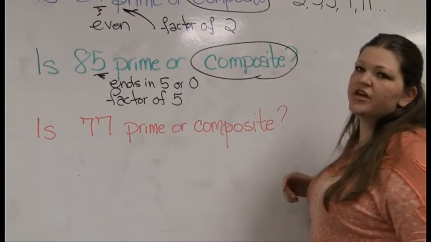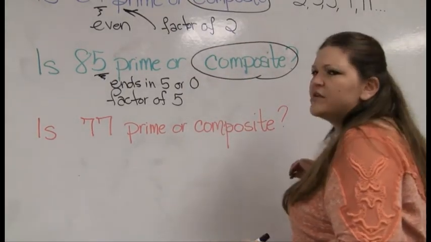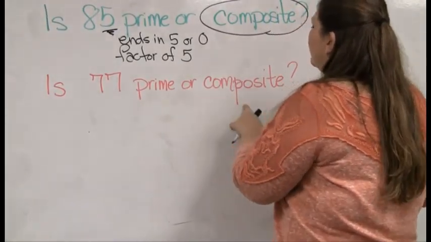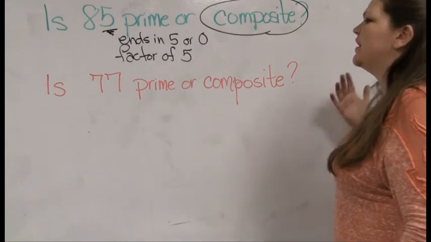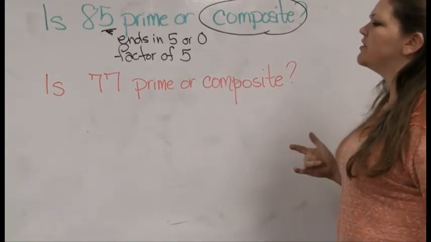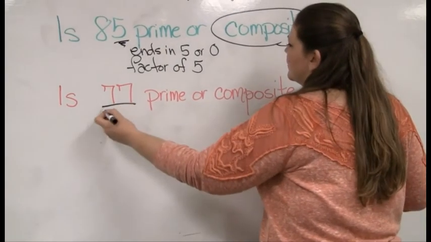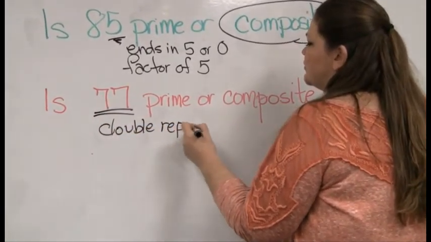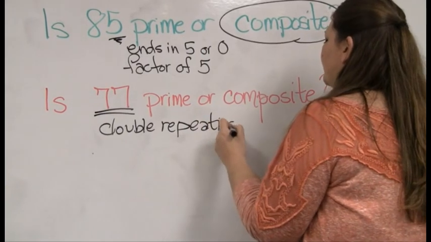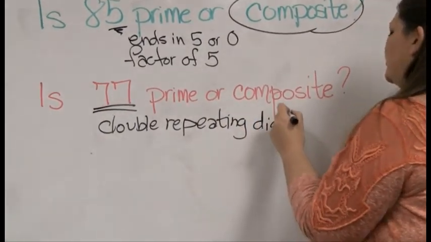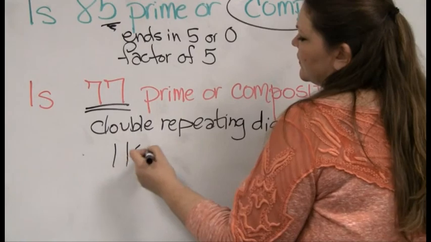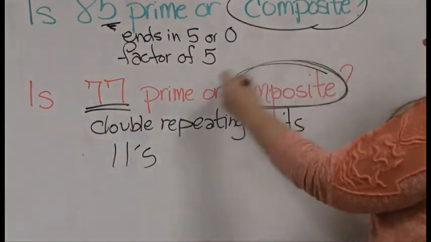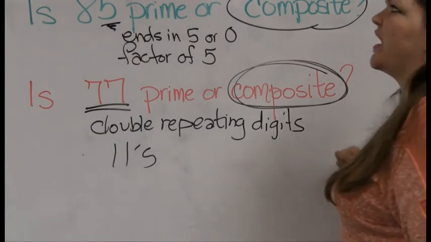I know what you're thinking, will she ever get to primes? I promise, I will. But here's another easy one. Is 77 prime or composite? Again, I chose a number that is obvious. This is a double repeating digit. Guys see that? Two 7s? We know that that is the divisibility trick for 11s. He's got an 11 in him, so he's obviously a composite. I found an extra factor.